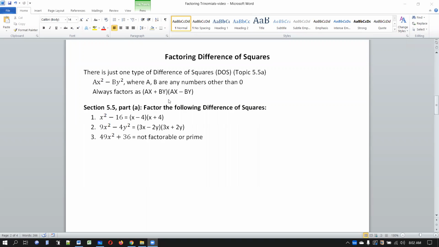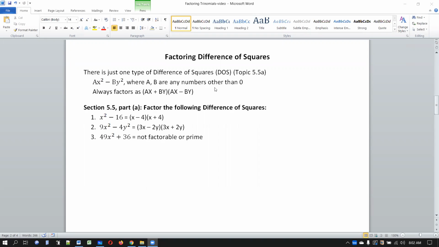Hello, everybody. So this is the video dealing with a different factoring technique called difference of squares. This is topic 5.5, and I've decided to divide it into 3 parts. So we are going to see 5.5a, difference of squares, and I will have another video for the other 2 parts, B and C.